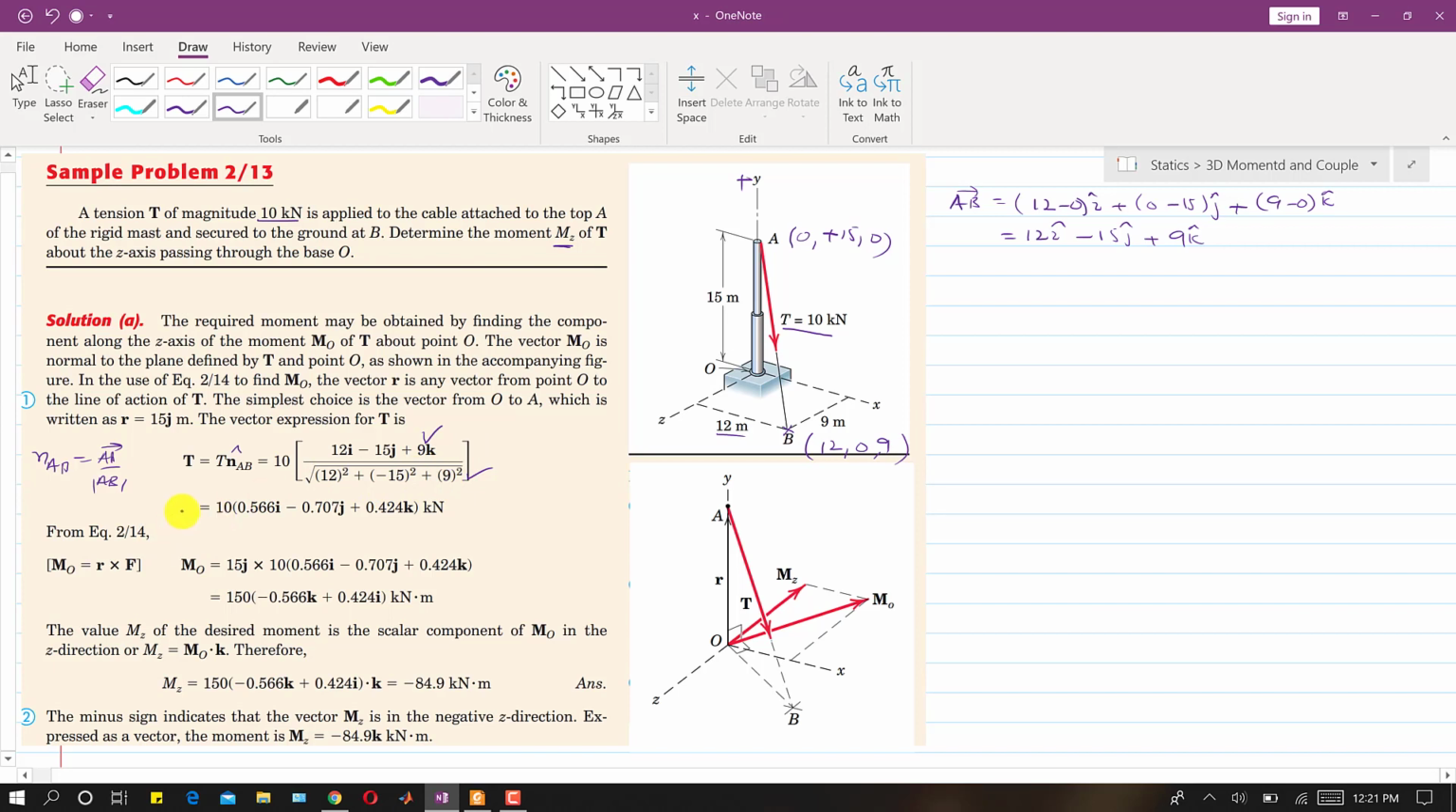When we solve this, we get this T vector. This is the T magnitude, multiplied by this unit vector. So this is that T vector.